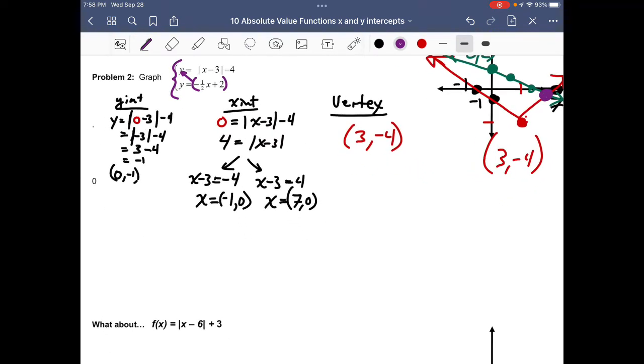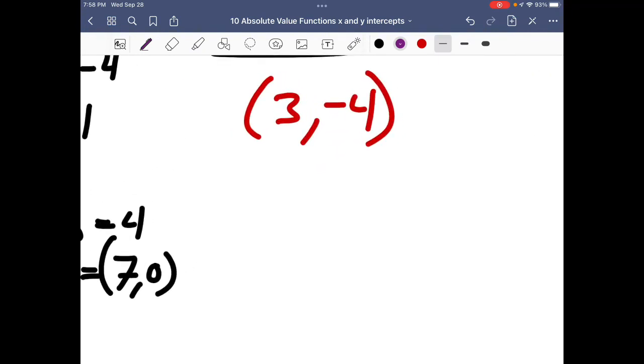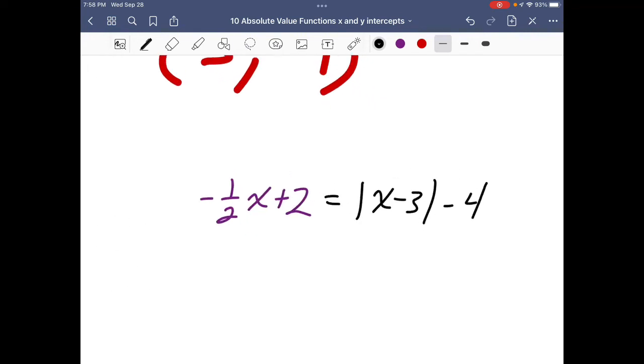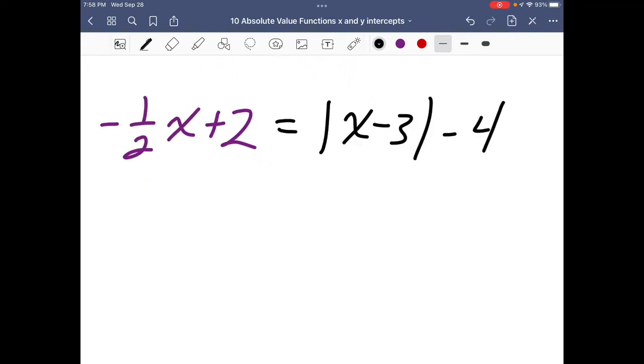I feel like I'm going to need a little more space. We'll substitute -1/2 x plus 2 in for y. I still have the absolute value of x minus 3 minus 4. Now look what I did. Now I have an equation that I need to treat and solve like an absolute value equation. Listen, I still want to get this absolute value by itself. You always want to get it by itself. So all I actually need to do is add this 4.